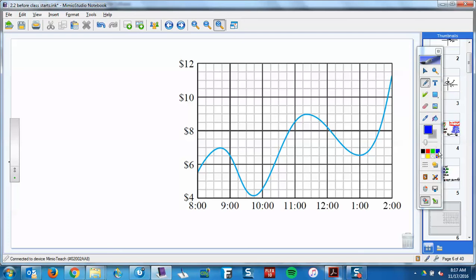So any questions here? Well, bottom line was they asked you about average rate of change. What's average rate of change?